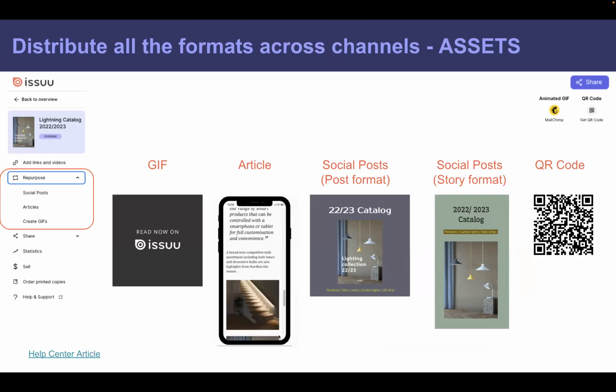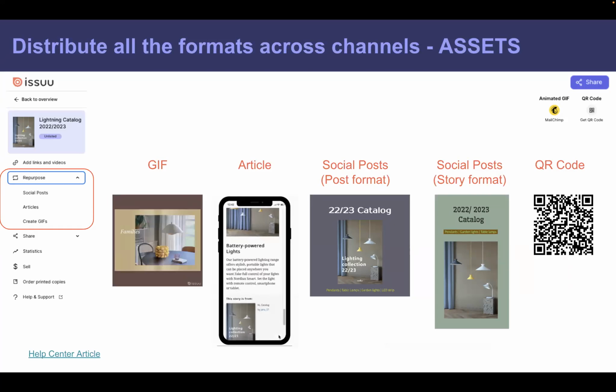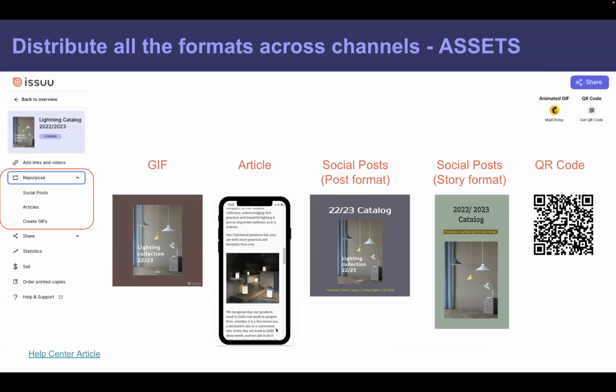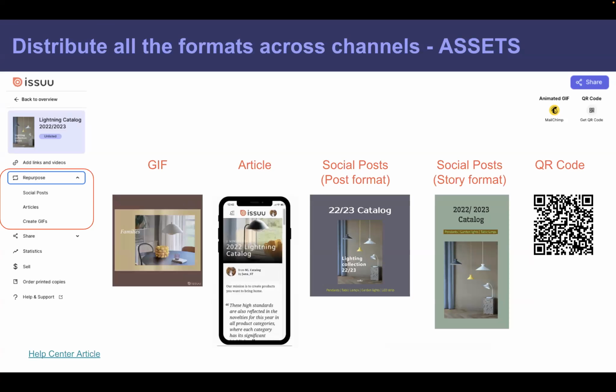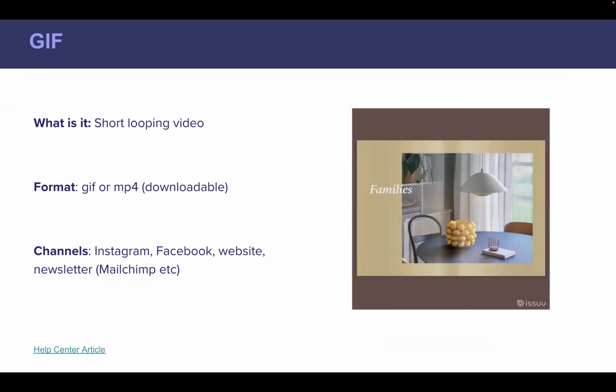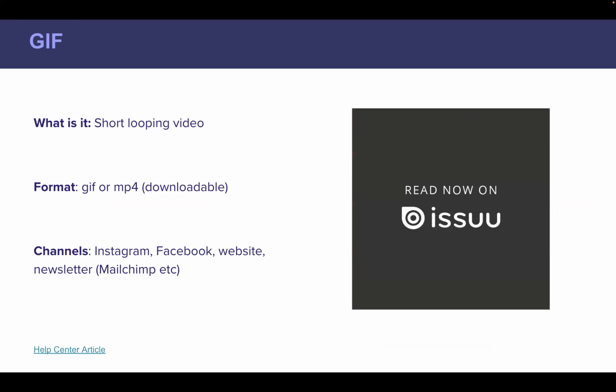You can find these options if you open the publication setting in the left-hand menu under repurpose. So we have GIFs, we have articles, we have social posts, and you can also create these QR codes. I'm gonna explain what these are on these upcoming slides.